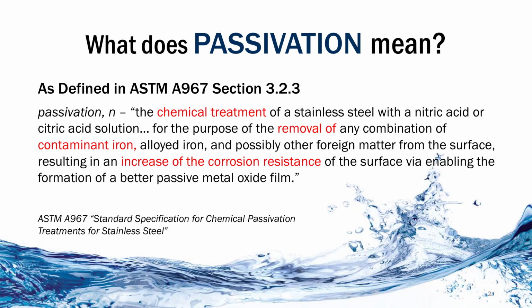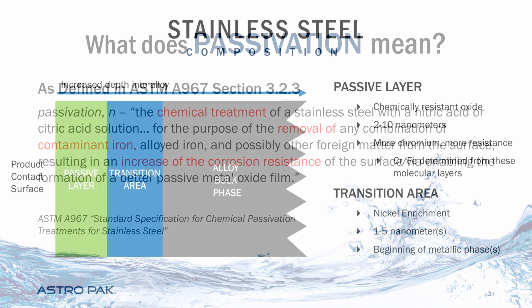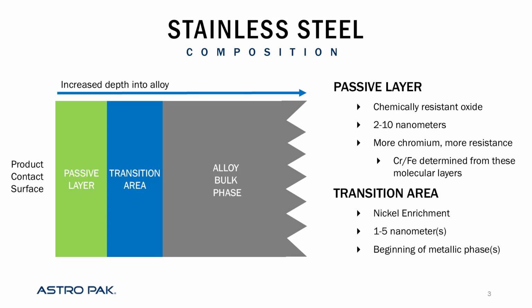I highlighted 3 points right here. Passivation is a chemical treatment. We're targeting contaminant iron or other metallic contamination on the surface. And third, we do it because it increases the corrosion resistance of the surface. It ensures the corrosion resistance of the surface by enabling a better passive metal oxide film. Let's talk about that passive metal oxide film.